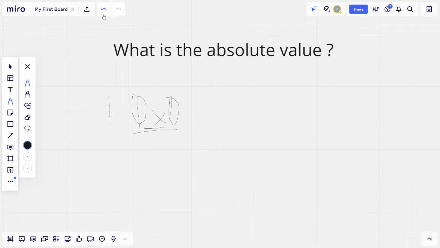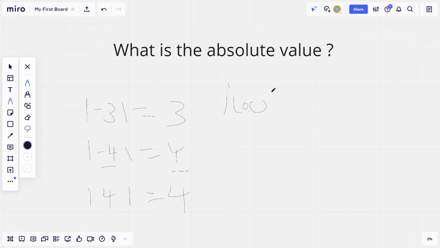Now, absolute value can turn a number from negative to positive, and positive from positive to positive. So if I have the absolute value of -3, it will turn to 3. If I have the absolute value of -4, it will turn to 4. So basically it's just turning it from negative to positive. But if you have the absolute value of 4, it's still 4. Absolute value of 100, it's still 100.